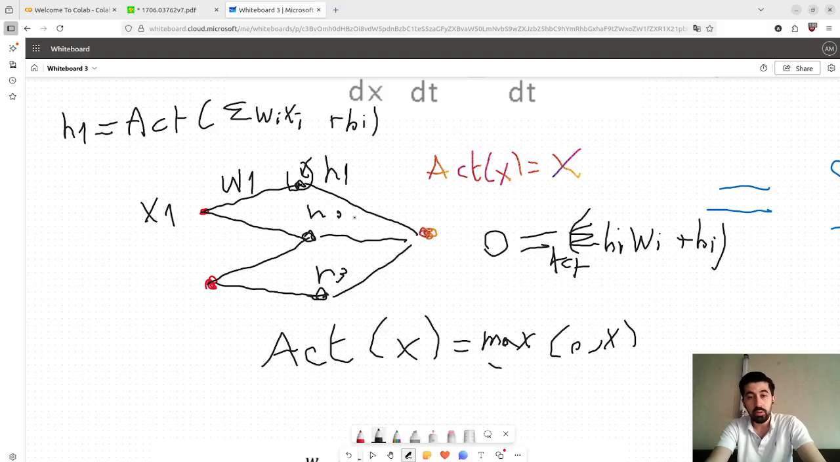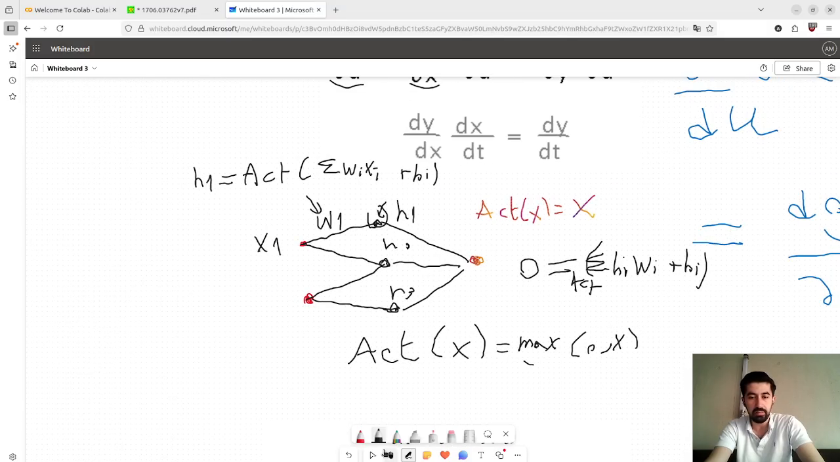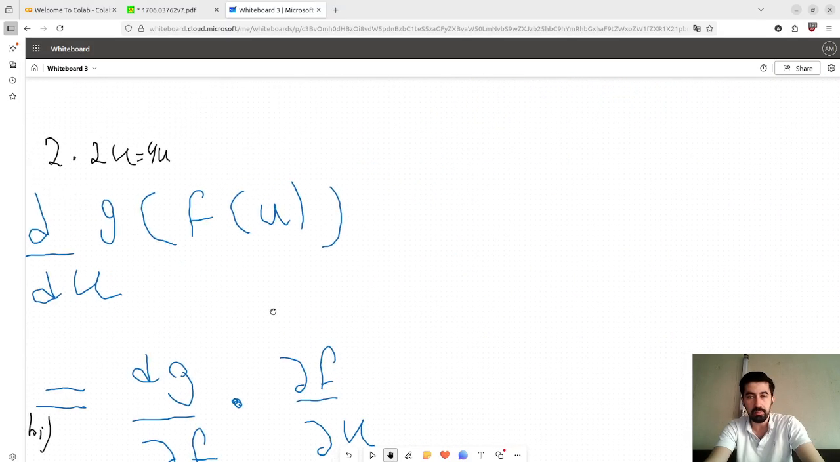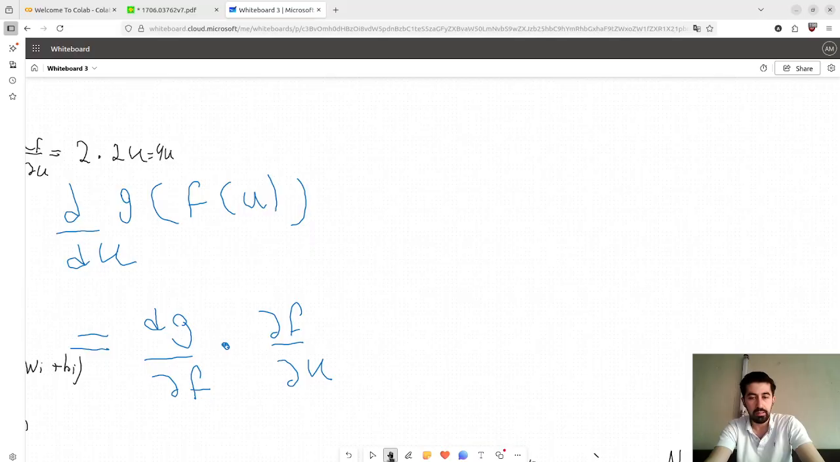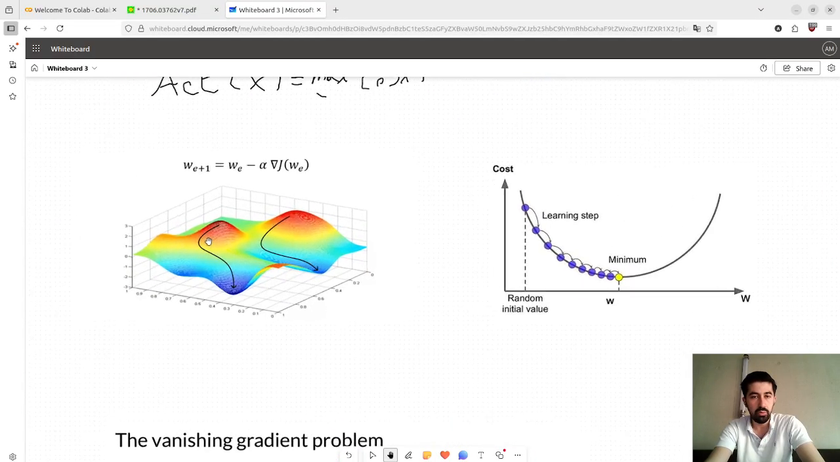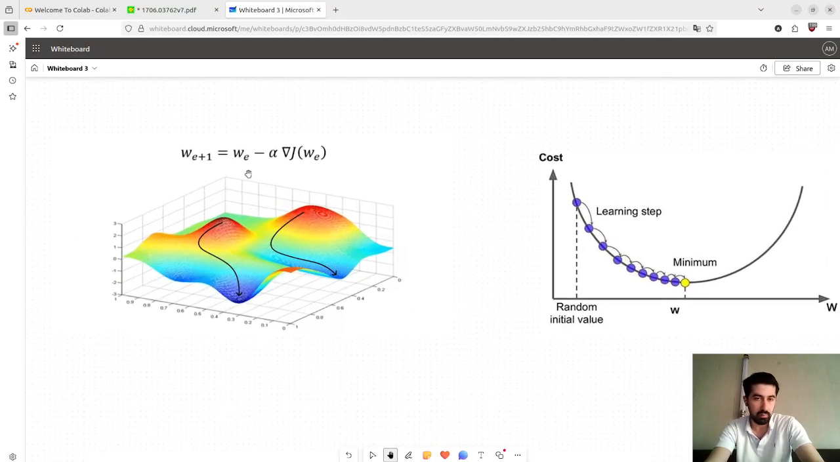Here, when we want to do gradient updates to W1, as you know, in gradient descent, the way we update weights is as follows. The new weight is the old weight minus alpha, the learning rate, multiplied by the gradient, the derivative of the loss function with respect to the old weight.